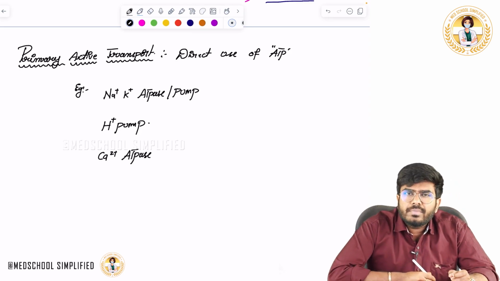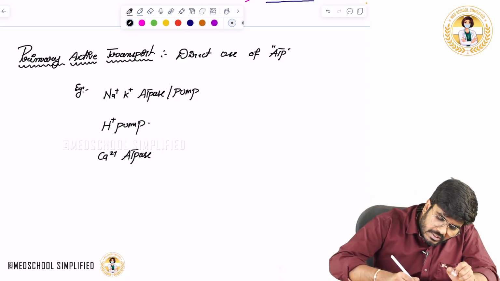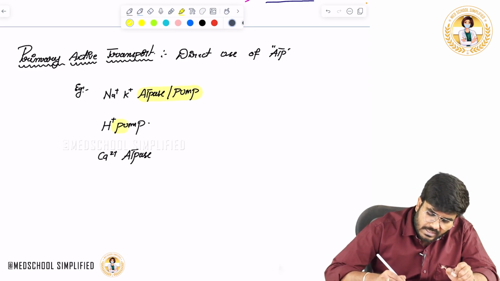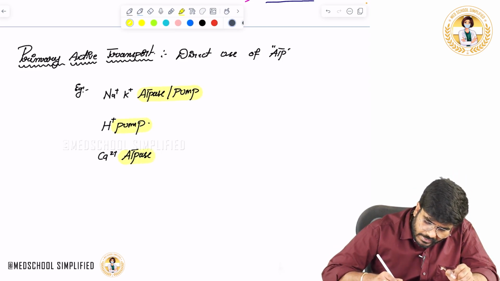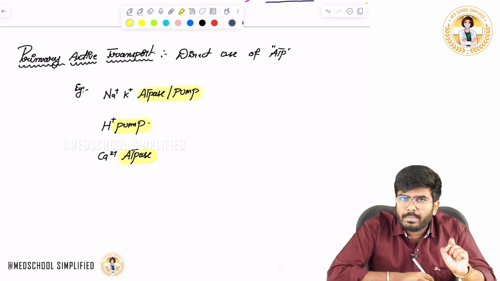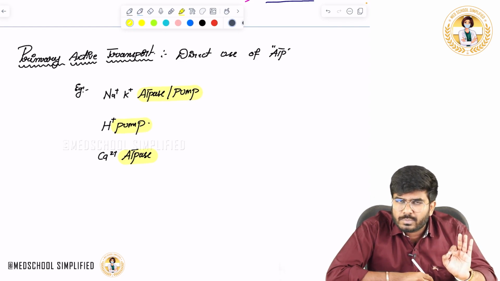Okay, if you are a really good student, by this time you should have identified something. So, how to identify primary active transport? Any transport where you see the word ATPase or pump is definitely a primary active transport.